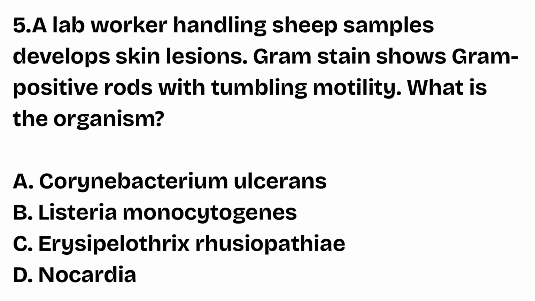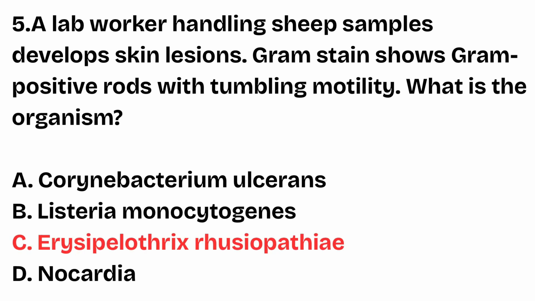Question number 5. A lab worker handling sheep samples develops skin lesions. Gram stain shows gram-positive rods with tumbling motility. What is the organism? Corynebacterium ulcerans, Listeria monocytogenes, Erysipelothrix rhusiopathiae, Nocardia. The right answer is option C, Erysipelothrix rhusiopathiae.